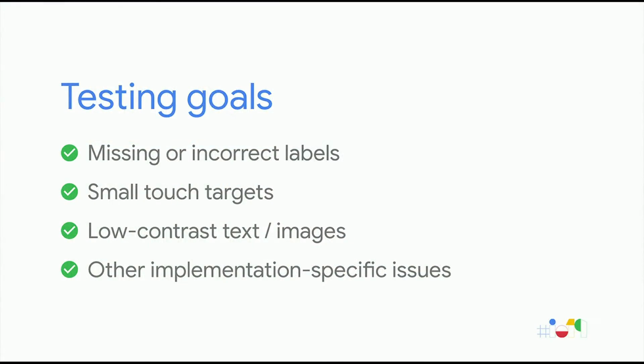It tests for missing labels, which actually prevents users of screen readers from understanding the content within your app. It looks for small touch targets, which can prevent users with dexterity issues to interact with your app. It also looks for low contrast text and images, which impacts the legibility of your app. And it looks for other implementation-specific issues, which can actually prevent your app from sending the proper semantics to the Android accessibility framework.